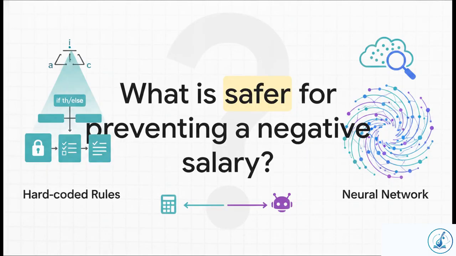So take a second to think about this. What's actually safer for preventing a negative salary? A simple deterministic rule or a massive large language model? If you guessed a deterministic rule is safer here, you hit the nail right on the head. You do not need a massive neural network to check a basic math error. You just need a hard-coded condition.